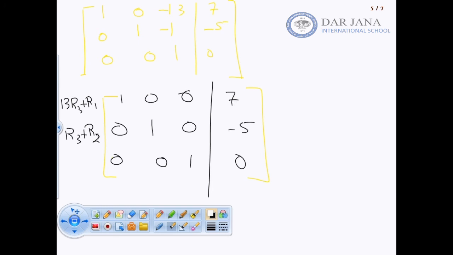Now we got our answer. This is the reduced row echelon form of the augmented matrix, or the set of equations, and we can simply say x equals 7, y equals negative 5, and z equals 0.